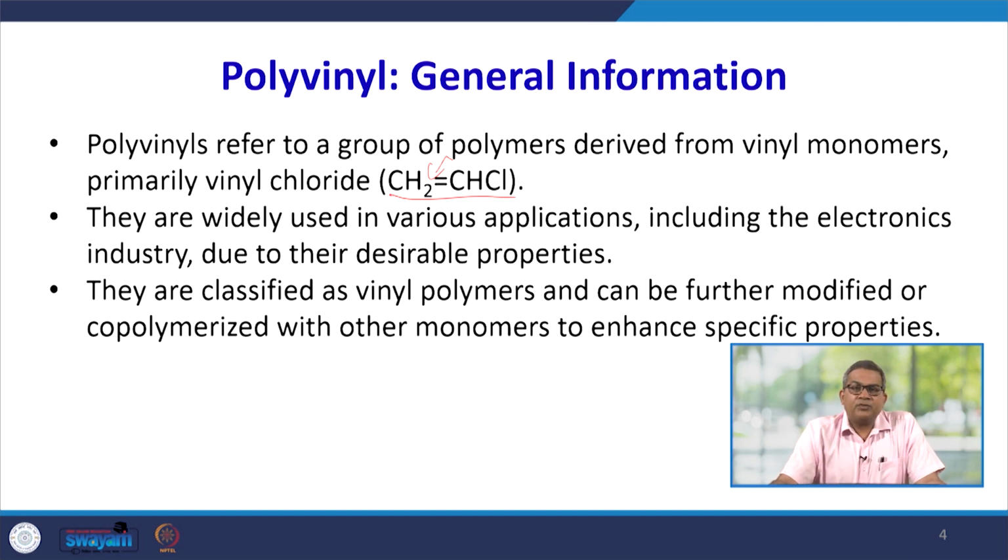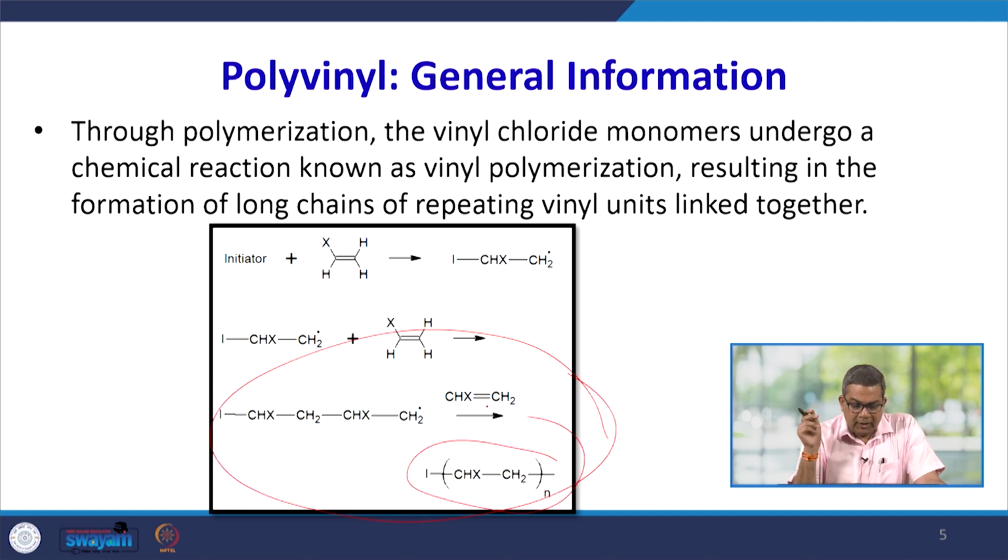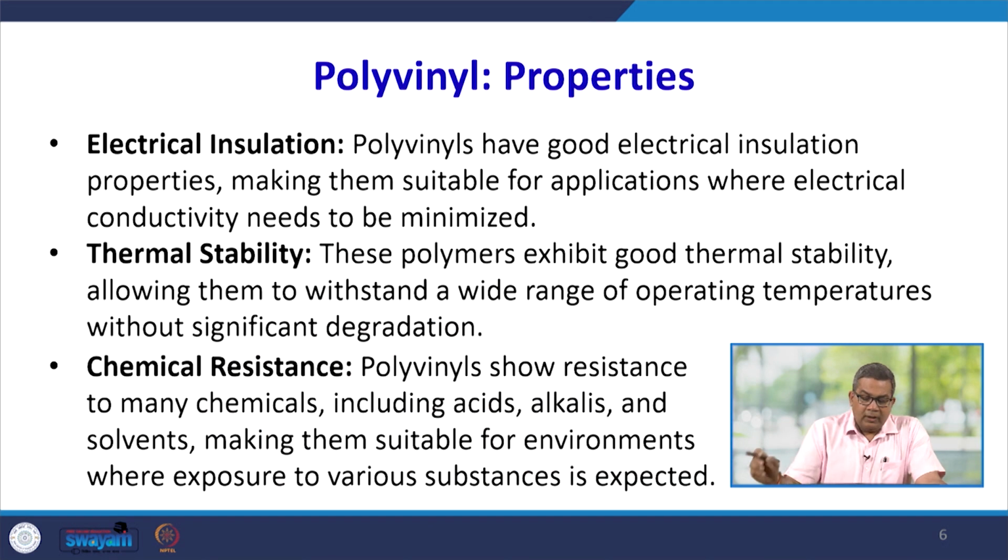They are classified as vinyl polymers, and they can be further modified, or co-polymerized with other monomers, to enhance the specific properties desired for different electronic applications. Through polymerization, the vinyl chloride monomer undergoes a chemical reaction known as vinyl polymerization. This results in the formation of long chains of repeating units linked together. So you see here, this is the polyvinyl.